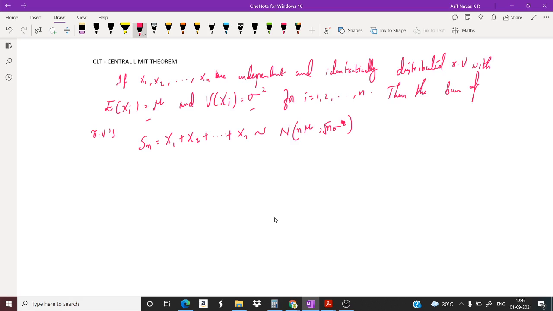Okay, so therefore we know that if Sn follows a normal distribution, then Zn is equal to Sn minus n mu, that is the mean, divided by the standard deviation, root n sigma, follows the standard normal distribution, normal 0, 1.